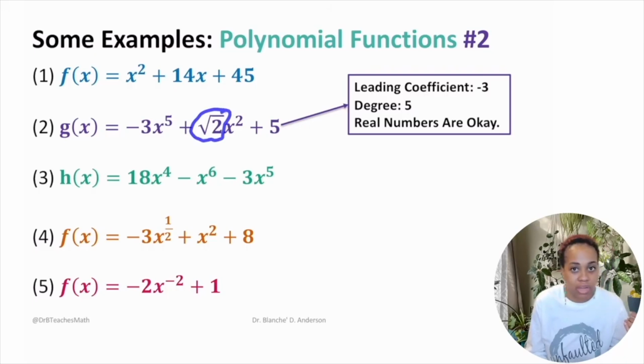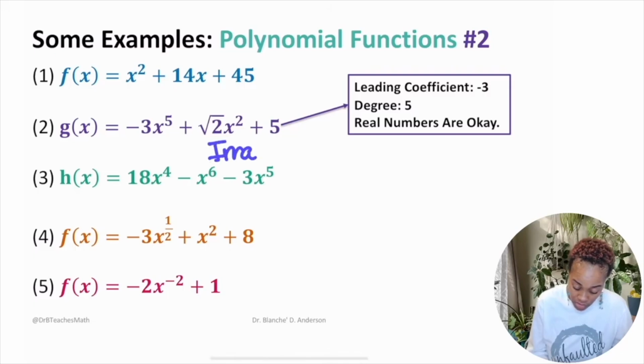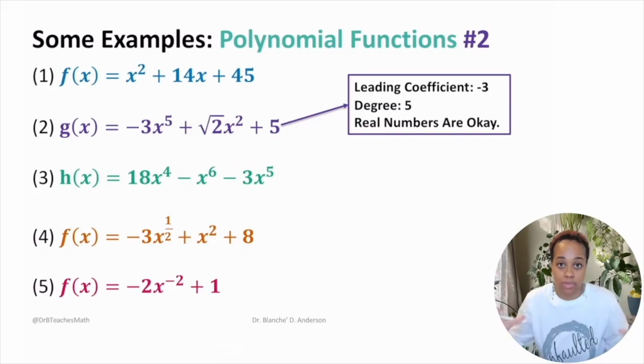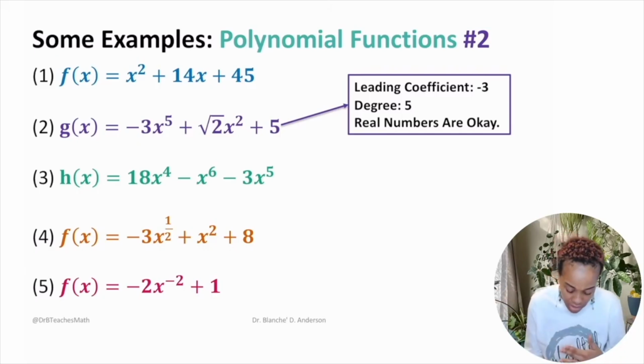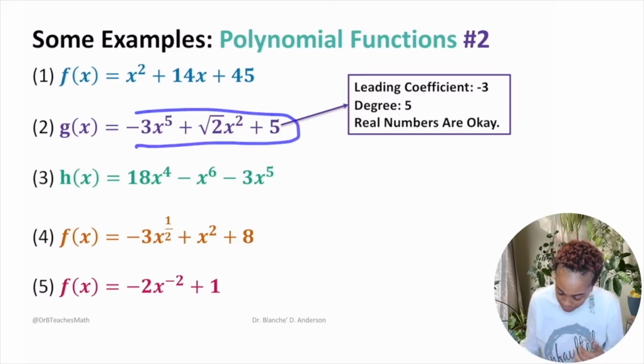And you're like, well, Dr. Anderson, you said it's irrational. The square root of 2 is irrational, but remember that entire rectangle represented your real numbers. It's not an imaginary number. It is a real number. It just happens to be an irrational real number. So, but this still works, okay?